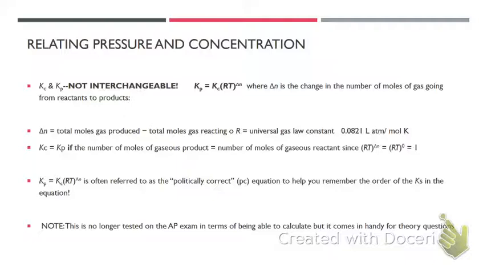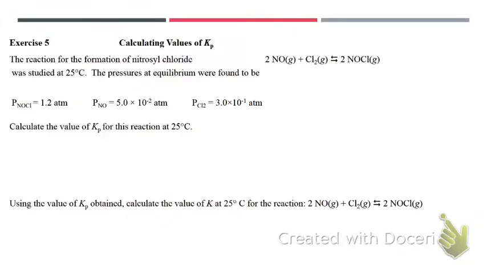moles of gas. When you're calculating this, it's always going to be total moles produced minus moles reacted. That's important because sometimes you will have a negative number and you'll be raising to a negative power, and that makes a difference. Sometimes when kids look at this equation, they can't remember whether Kc comes first or Kp. We can remember it by PC, because we're going to be politically correct. So Kp equals Kc. It's just called the PC equation, politically correct. So even though it's no longer tested, we're going to do some work with it.